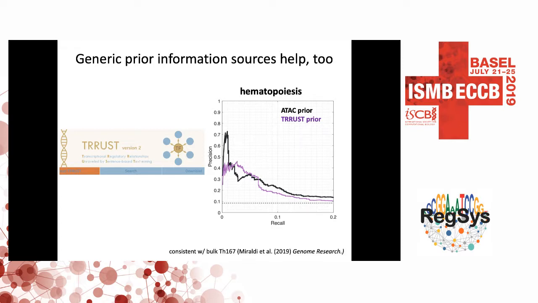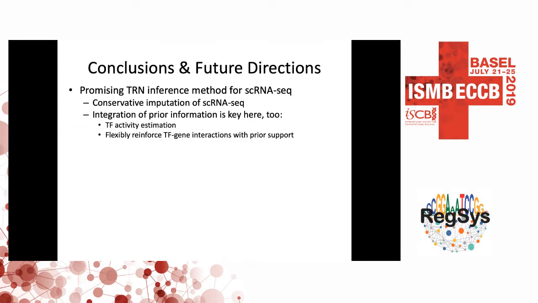And so here's just an example where we're looking at transcription factor gene interactions from the TRRUST database and using that as a prior. And these are generic transcription factor gene interactions that are literature curated. And you can see here it doesn't perform quite as well as the ATAC-seq prior, but it's not bad. And so you can still benefit from a prior-based method, even if you don't have context-specific ATAC-seq.